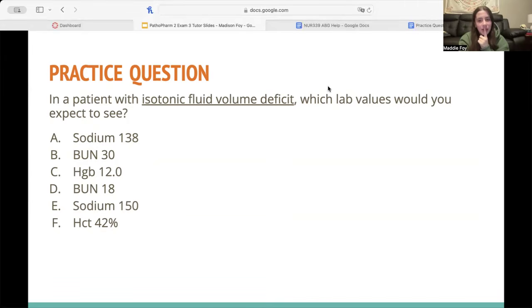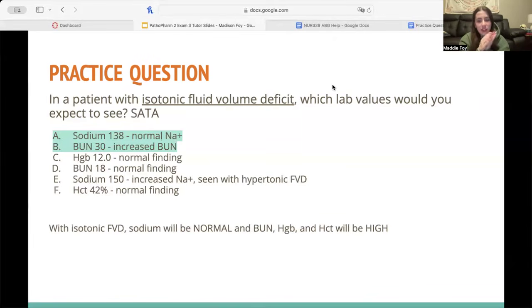I'll go ahead and share the answers. It is just going to be A and B. So I had a lot of varying answers for this one. So key information here is that your sodium will be normal and your BUN, hemoglobin, hematocrit would all be high. So you just need to make sure you know those lab values. Sodium, that's a normal finding. That BUN is increased. Normal is typically 10 to 20. C, D, and F are all normal findings where you'd expect them to be elevated. And then E would only be increased in a hypertonic fluid volume deficit.